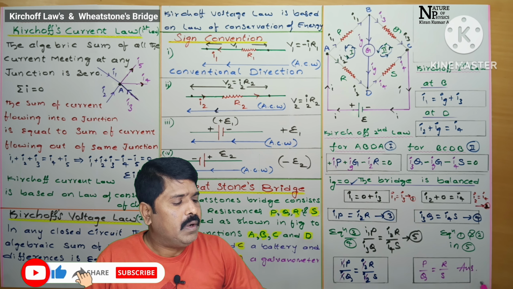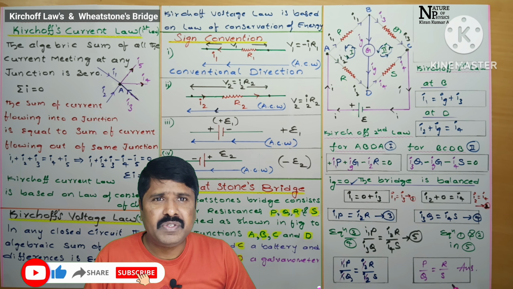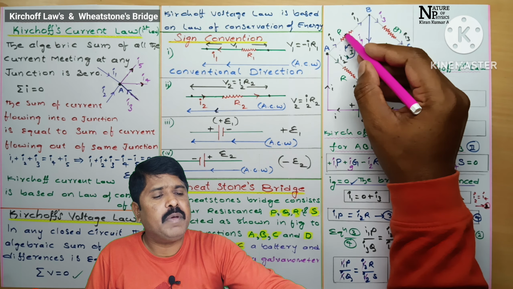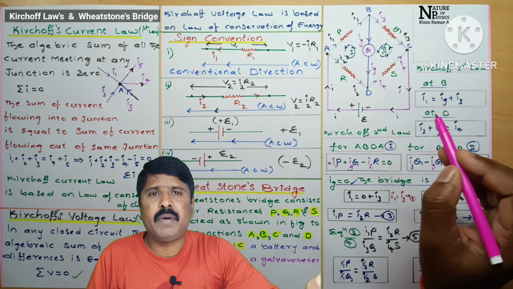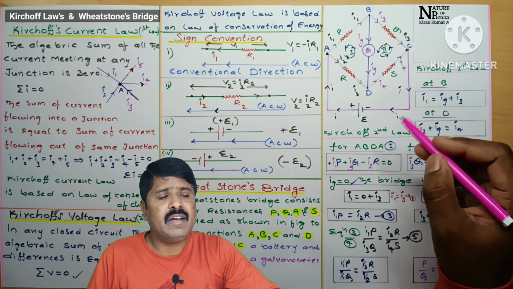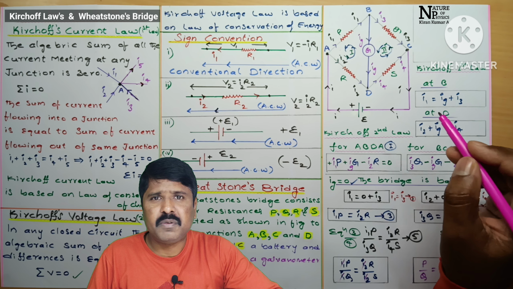So here the balancing condition of the Wheatstone bridge is P by Q is equal to R by S, P by Q is equal to R by S. So that is when the Wheatstone bridge is in balancing condition. We can solve problems also based on this.